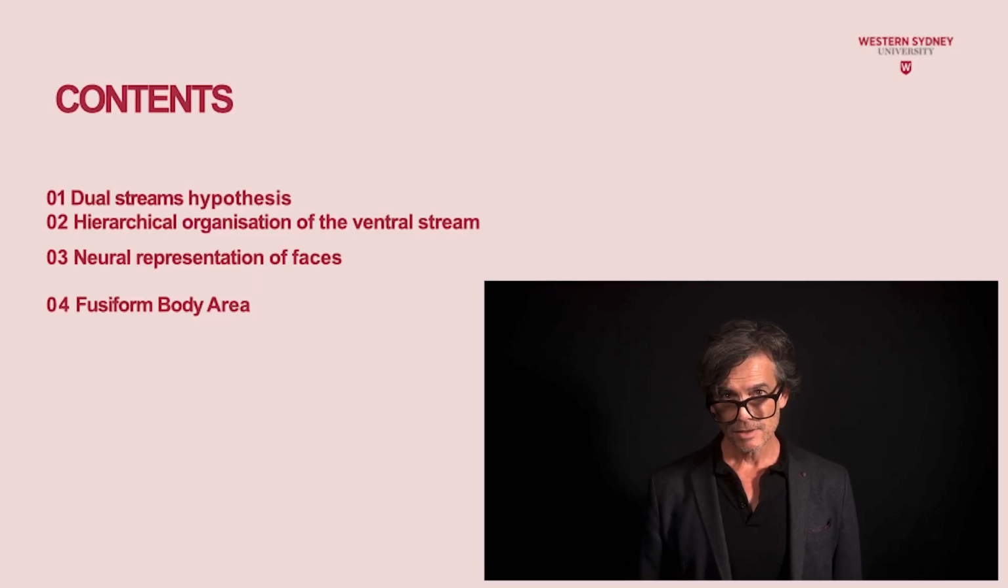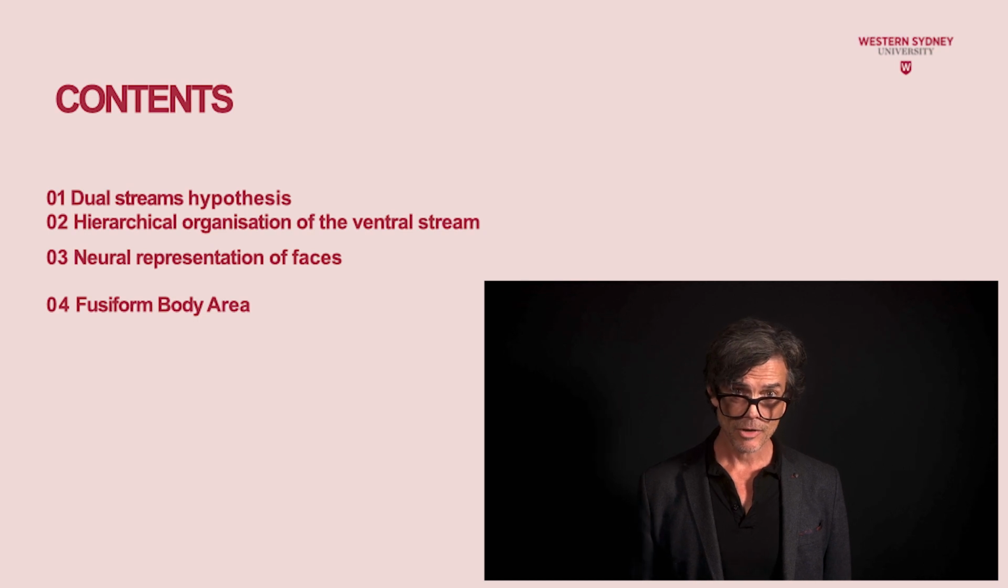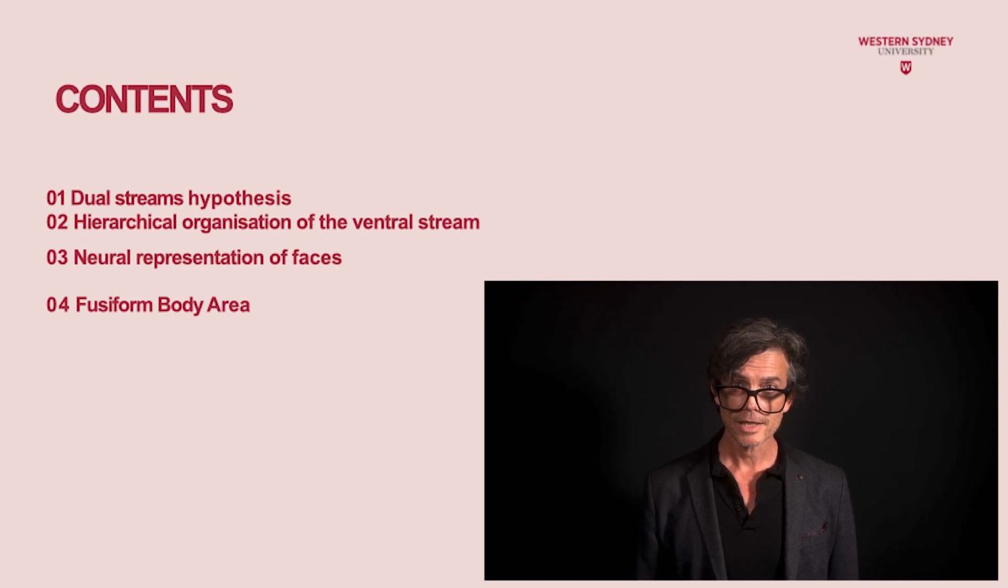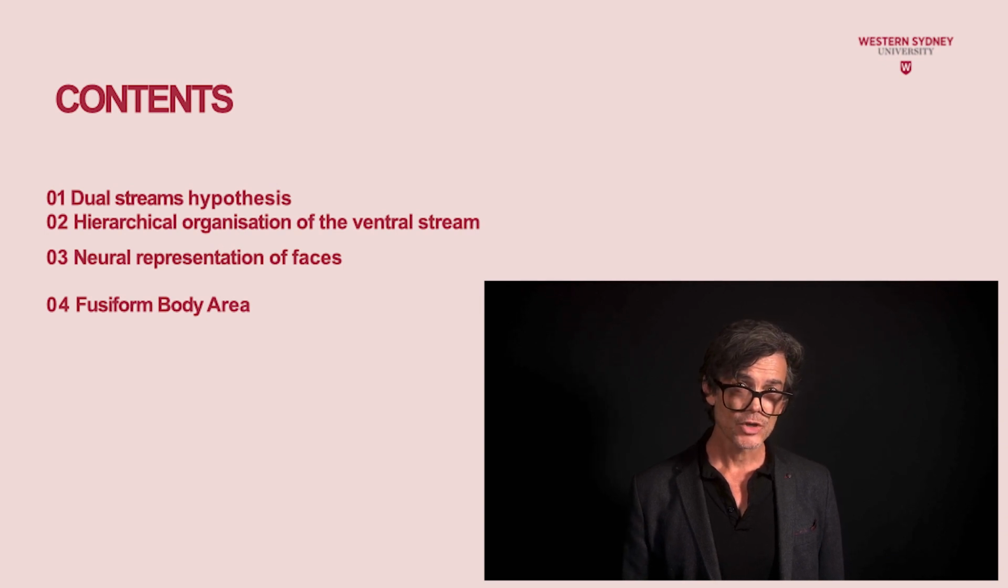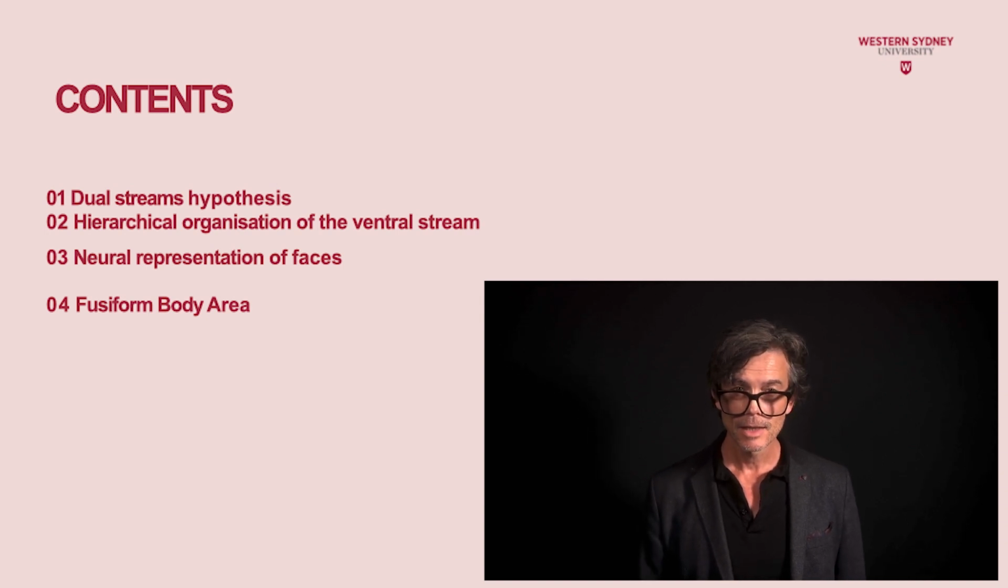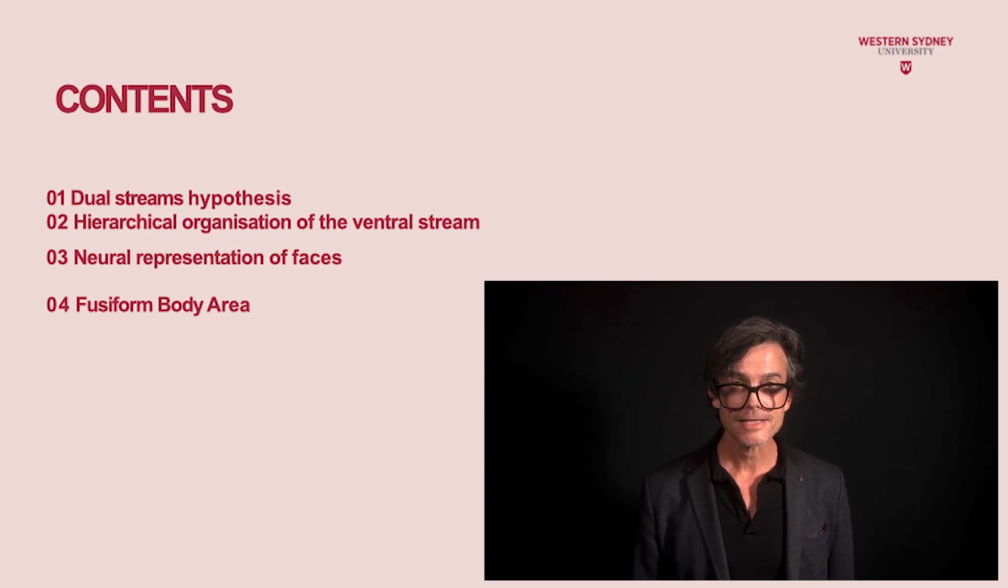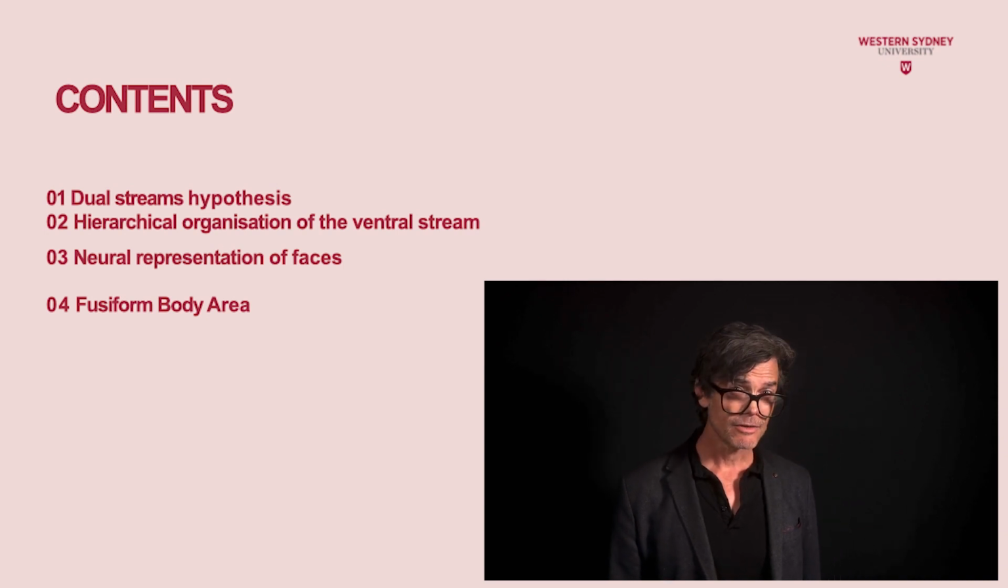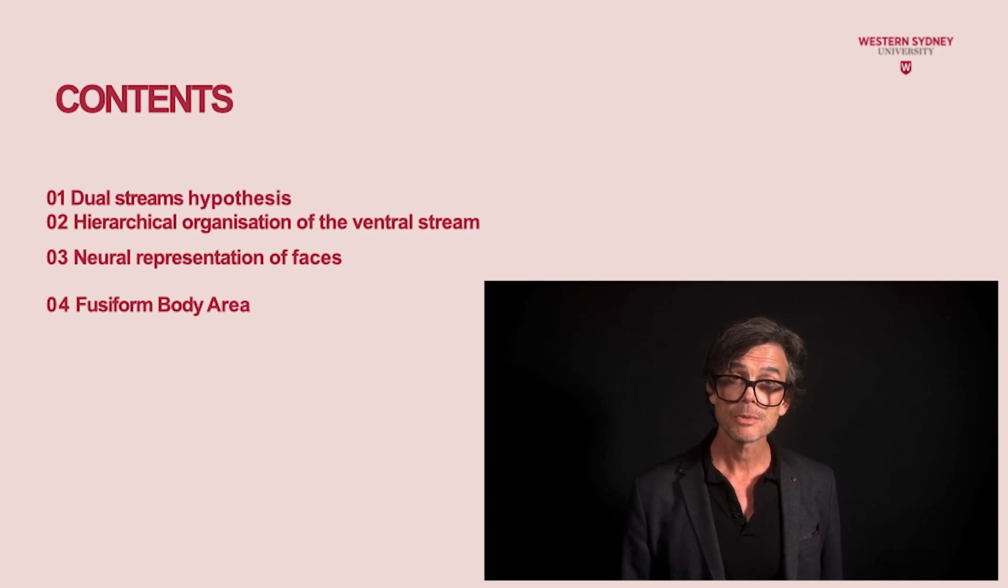In this week's lecture, we're going to continue our exploration of the visual processing hierarchy. We'll begin by looking at what is known as the dual streams hypothesis. In the second part, we'll focus on various stages of the ventral or what pathway, paying particular attention to the neural representation of faces. In the final section, we'll examine a brain area involved in the visual representation of human bodies.